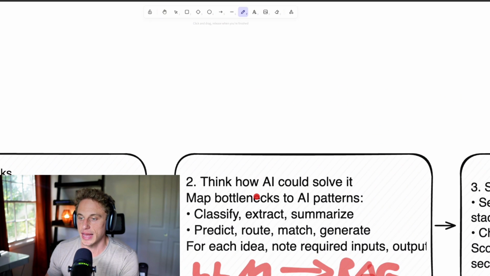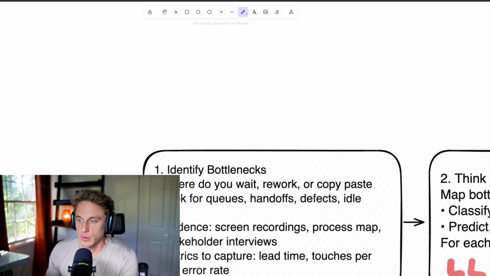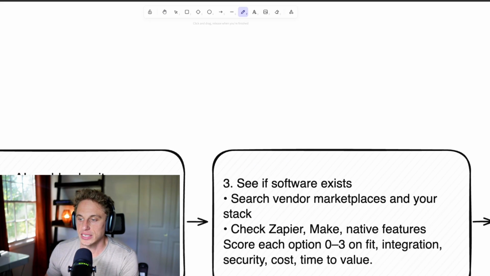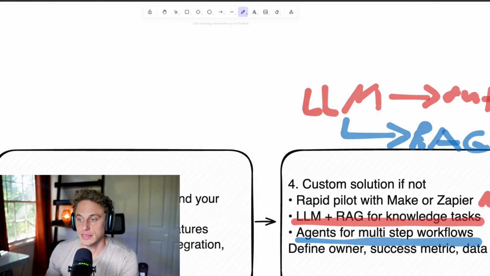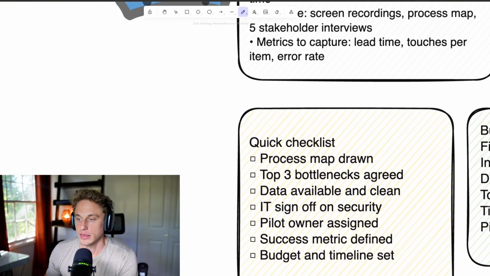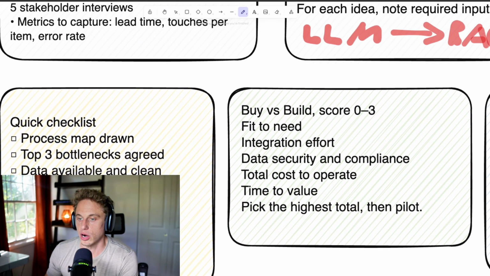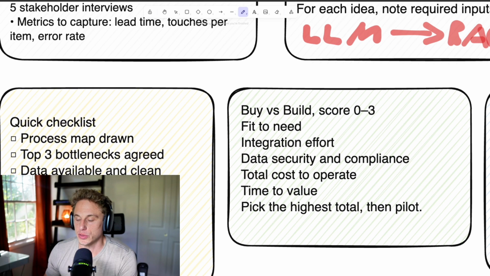So basically what we have is: what are the bottlenecks? And there's more to this, by the way. What are the bottlenecks? How can AI solve it? Does software exist? If not, what's the custom solution? Okay, now from there, we want to talk about our buy versus build score. So basically, we want to think about, should we buy a solution or should we build a solution?